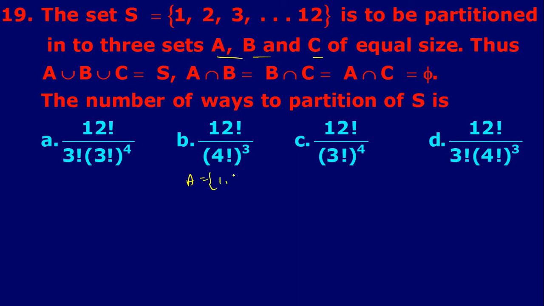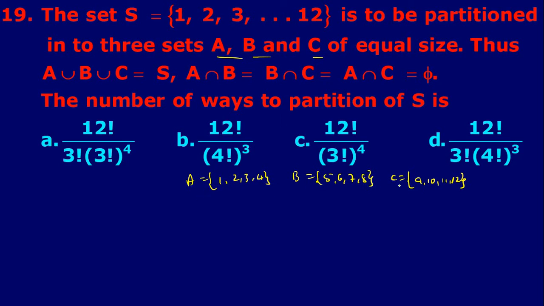So we can consider it like this: A is 1, 2, 3, 4. And B should contain 4 elements; it may be 5, 6, 7, 8. And C should contain the other 4 elements, that is 9, 10, 11, 12. So this is one partition. Like this, we can find one partition.